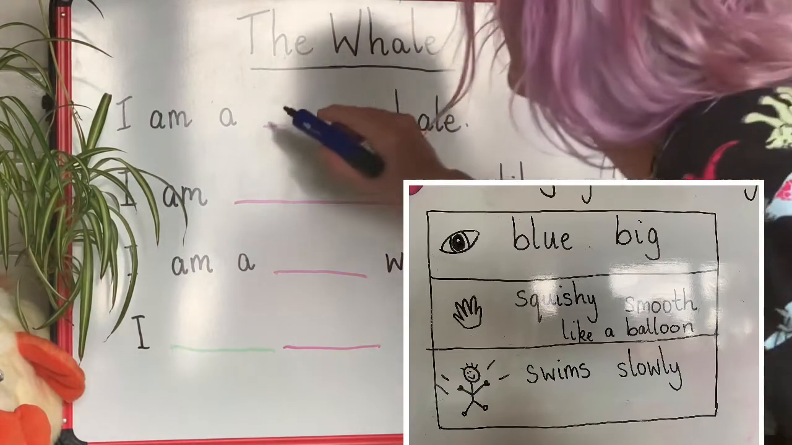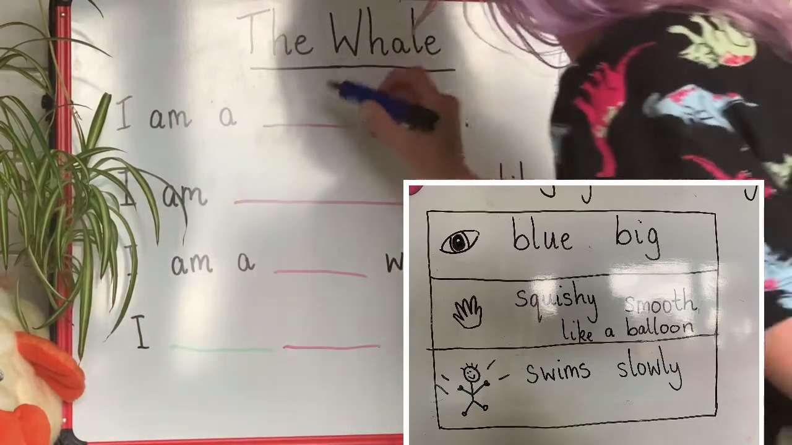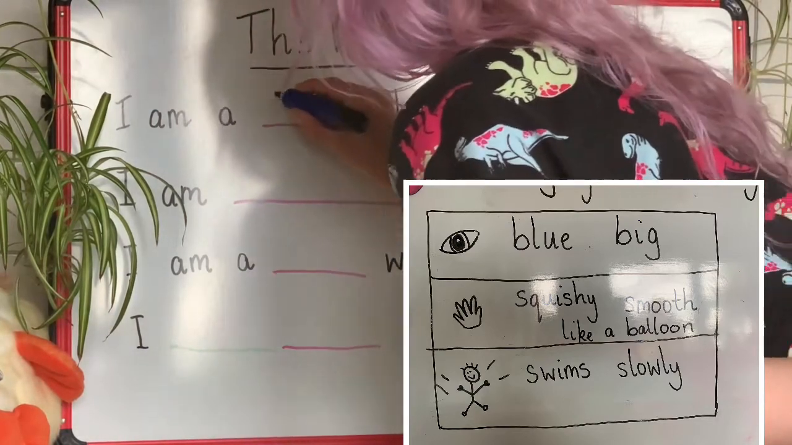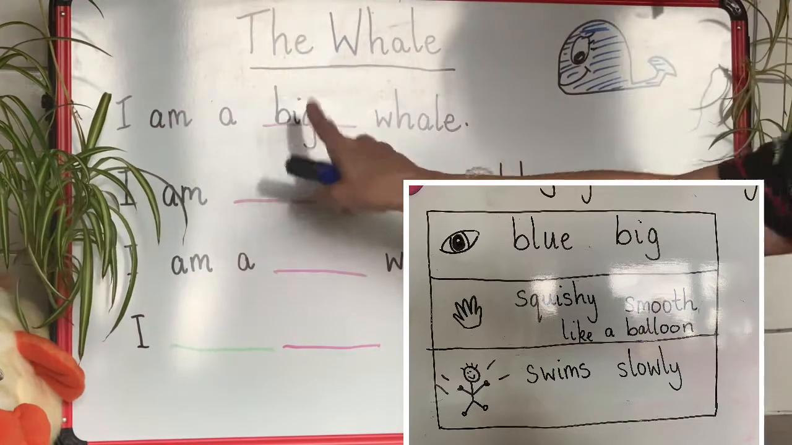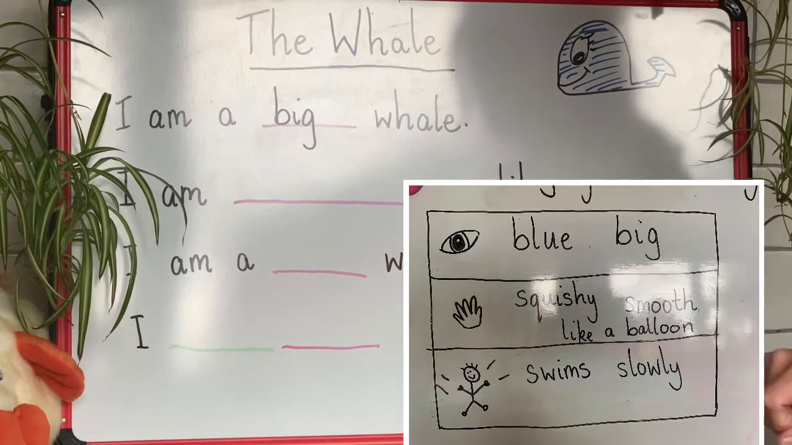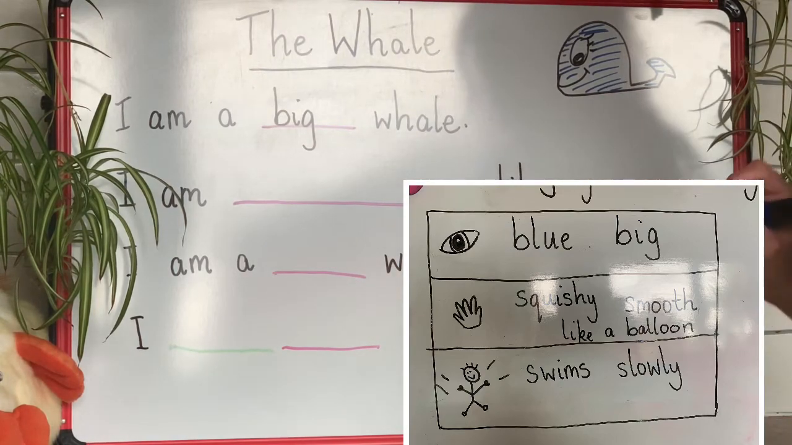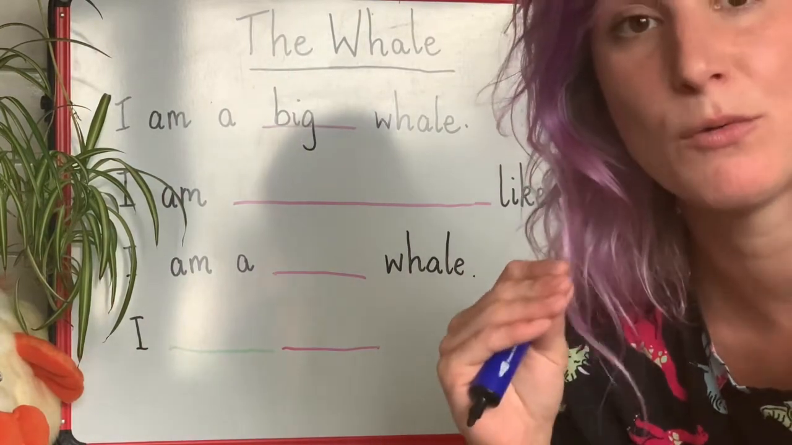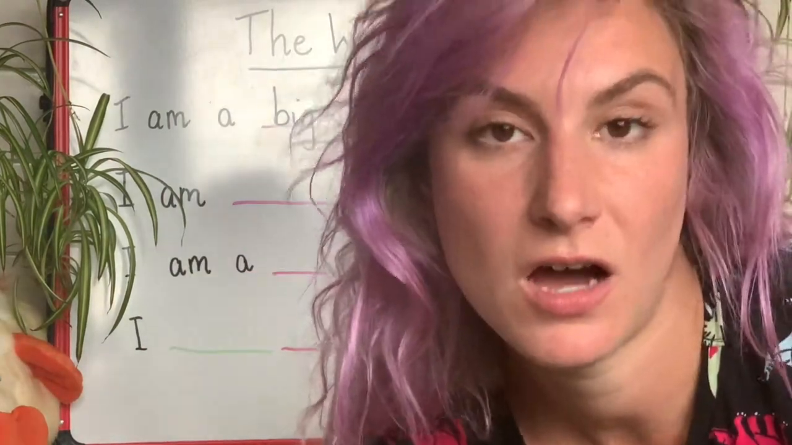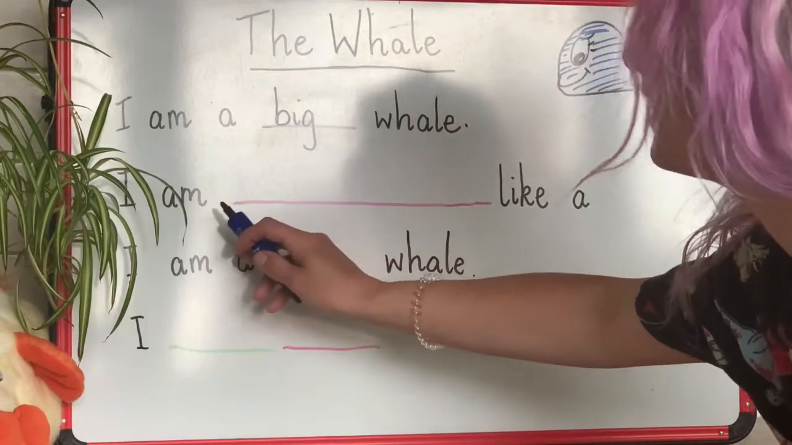And first of all, I need an adjective to describe what the whale looks like. So I'm going to start off with big. I am a big whale. Full stop. I am something like... Now this time I want you to think about how your creature feels. I put that the whale feels squishy and smooth like a balloon. So let's see if I can put that here.